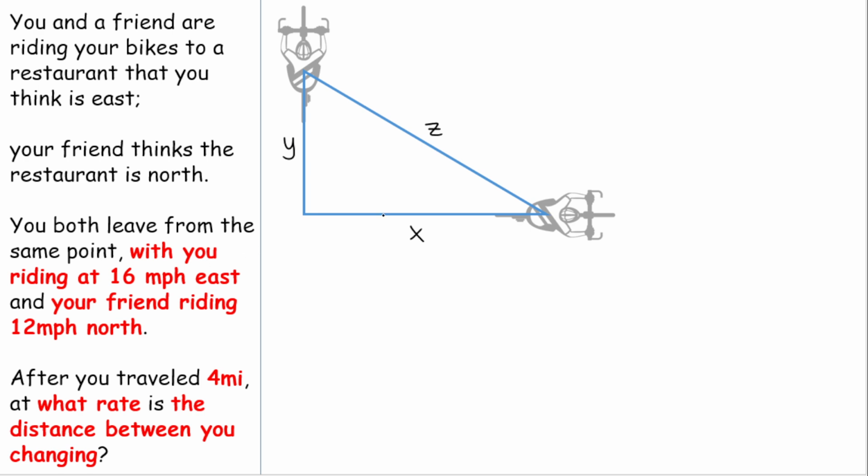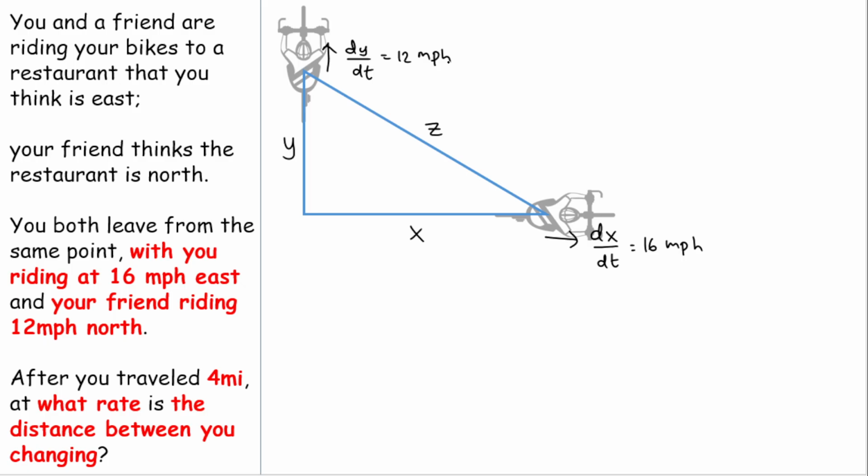But then I ride my bicycle here with 16 miles per hour. So the change of this distance here is 16 miles per hour. So I'll have dx/dt is equal to 16 miles per hour. And then my friend here, he is stupid and also slow. So we will have this dy/dt that will equal 12 miles per hour.